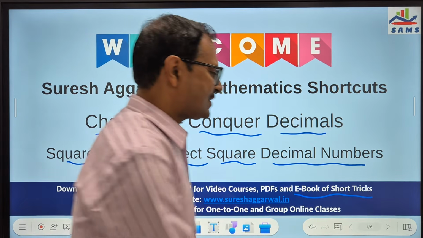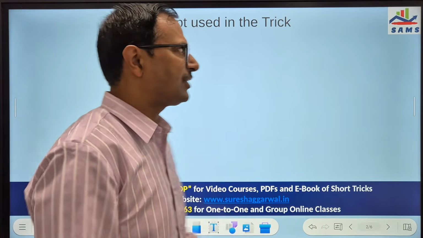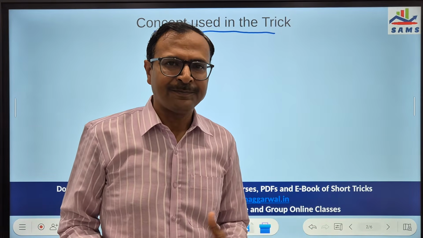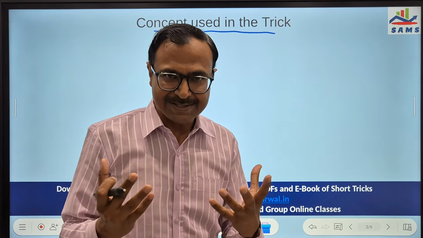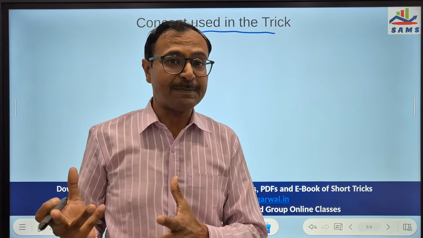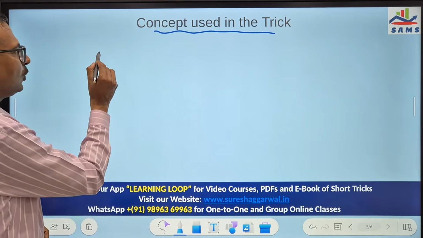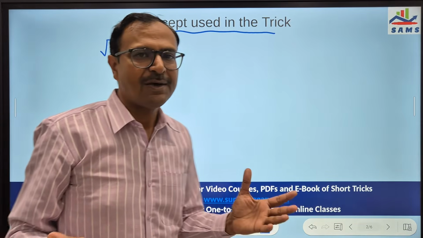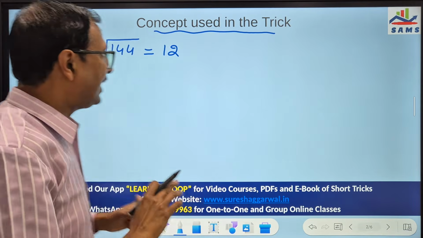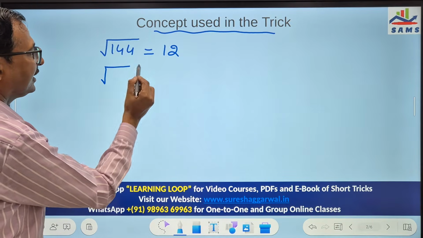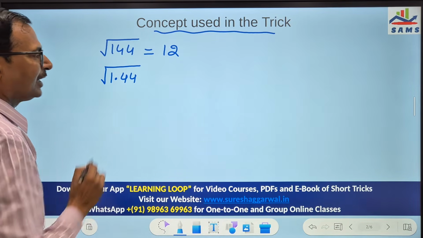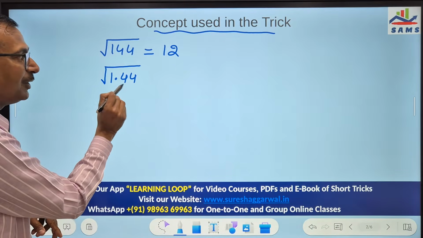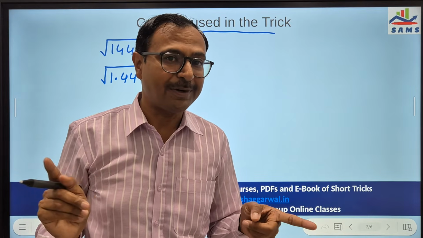So friends, let's understand the concept of the trick first. To find the square root of a decimal, we first need to understand how the decimal is placed in case of a perfect square decimal number. Suppose we know that the square root of 144 is 12, right? We all know that 12 square is 144. Now what will happen if I have the number 1.44? You can only have a decimal 2 digits from the right hand side of the number. Only then it will be a perfect square number.